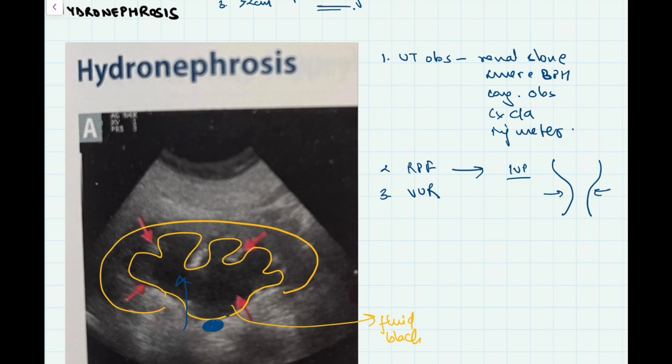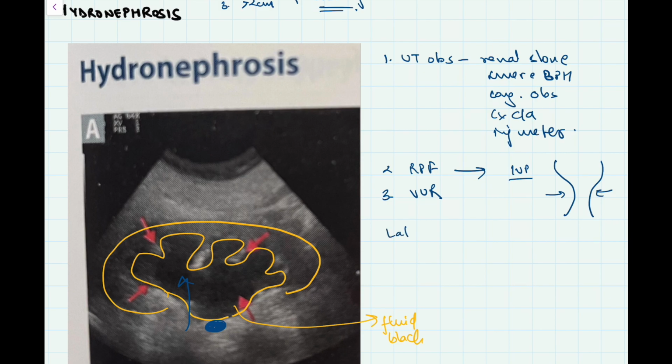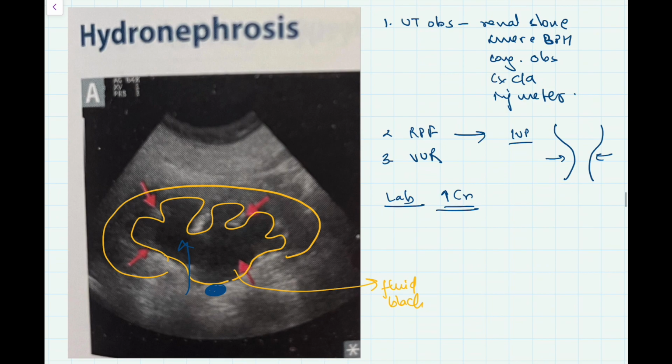If the obstruction is bilateral or the patient has a solitary functioning kidney, then lab values will also show elevation of creatinine. Right. And chronic obstruction or hydronephrosis may also lead to compression and atrophy of the renal cortex and the medulla. Right. Because you can see the fluid filled pelvis and calyces are compressing and exerting a pressure upon the cortex.